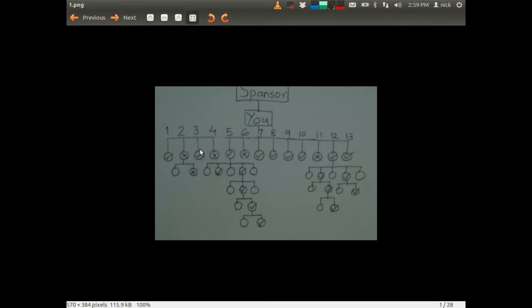The first, third, fifth, 7, 8, 9, 10, 12, 13, 14, 15, 17, 18, 19, 20. Those are gonna go to you. So everywhere you see the check mark, you get to keep those, and the X is being passed up to the sponsor.